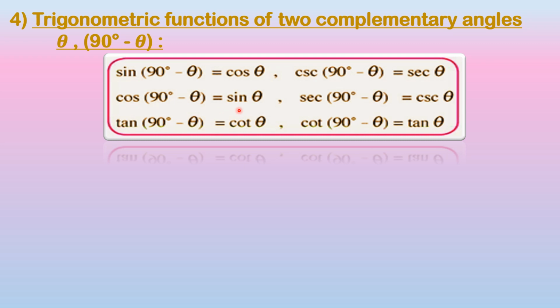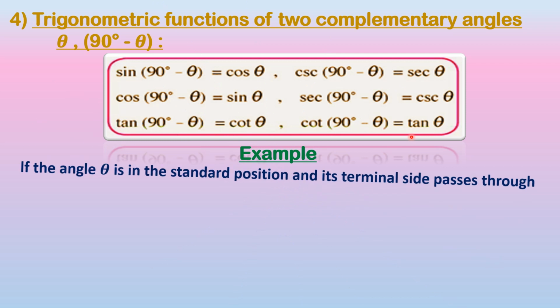Cosine is converted into sine. Sec is converted into cosec. Tan is converted into cotan. And cotan is converted into tan. That's only with 90 and 270. With 90, if we see 90, sine converts to cosine, cosine converts to sine, cosec converts to sec, sec converts to cosec, tan converts to cotan, and vice versa, cotan converts to tan.